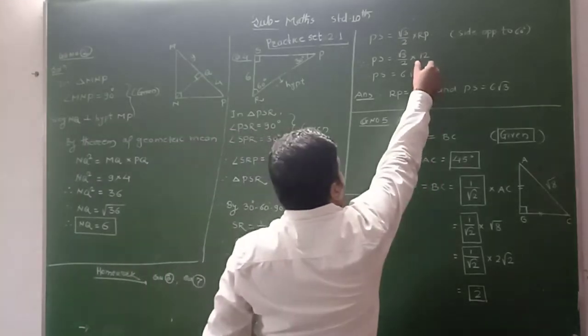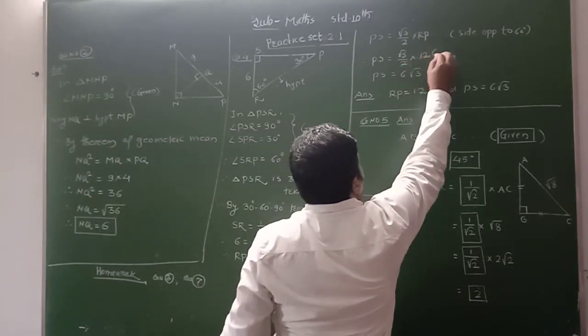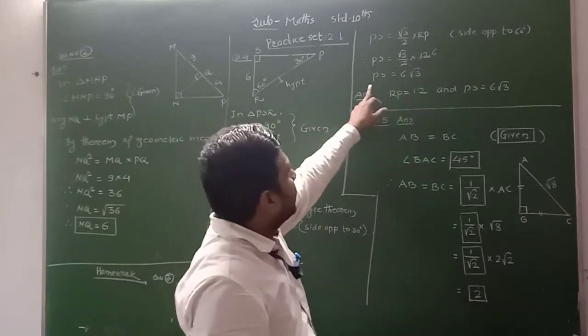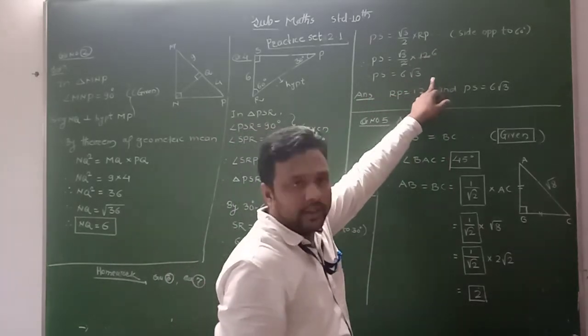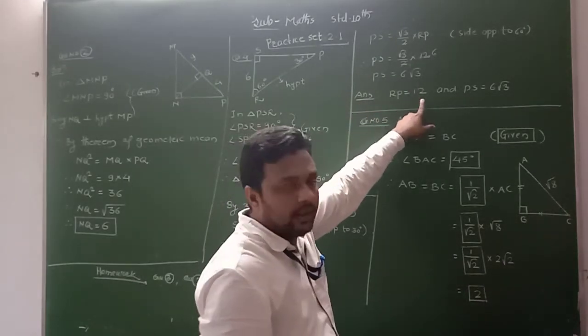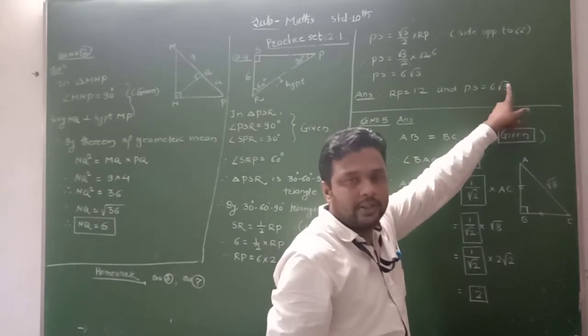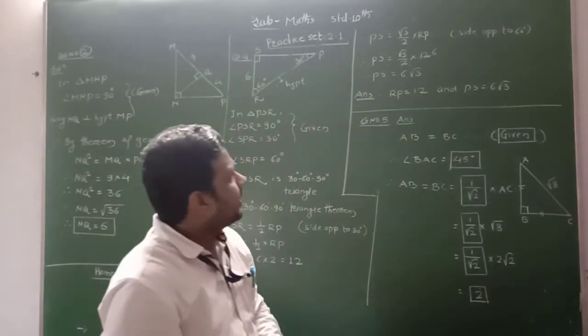Here we put 12. Then PS is equal to 6. Therefore, what is the answer here? PS is equal to 6 root 3. In answer we write RP is equal to 12 and PS is equal to 6 root 3. Okay, this is the answer. Now see the next question.